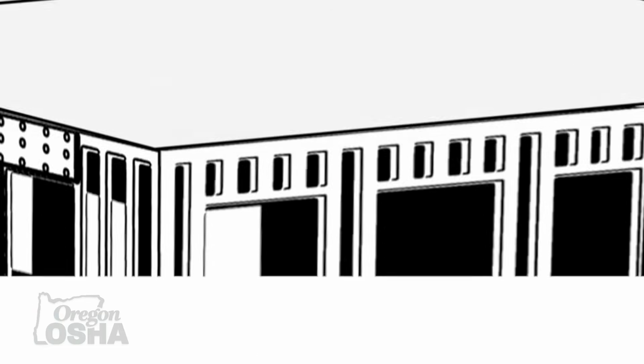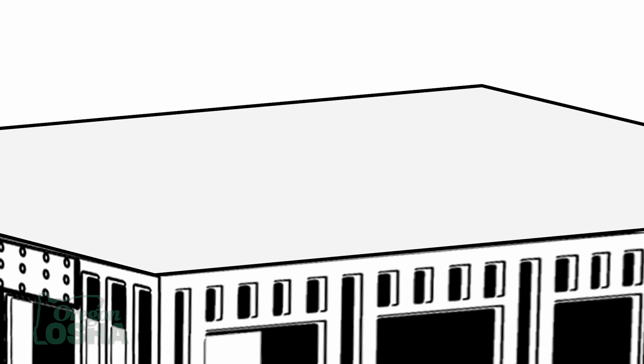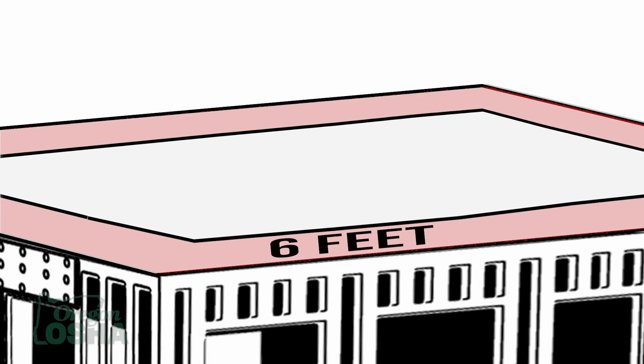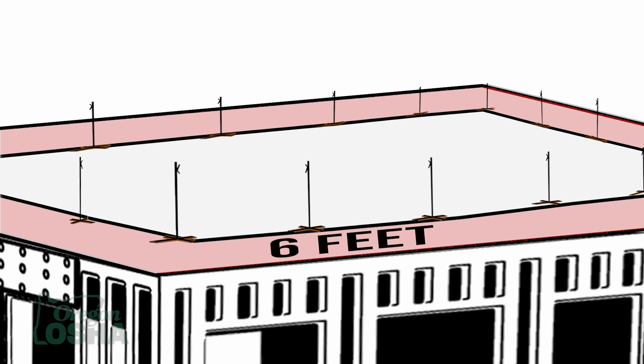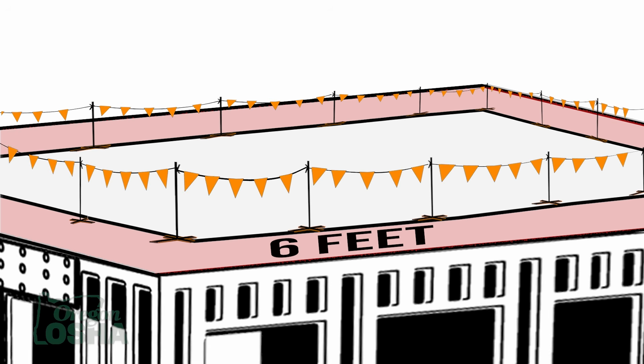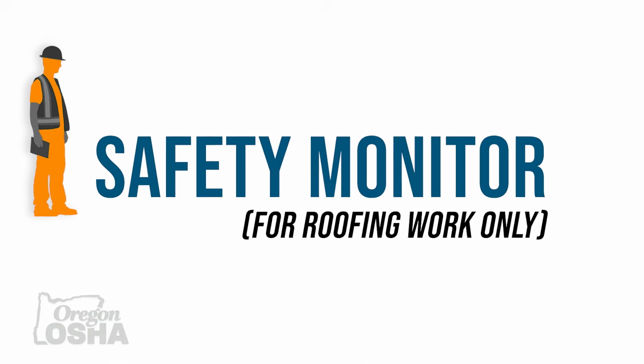Warning lines are a fall protection system that surrounds all sides of the work area, placed at least 6 feet from the edge, and are made up of supporting stanchions and lines such as rope, wires, or chains that are flagged with high visibility material. Next is safety monitor systems.